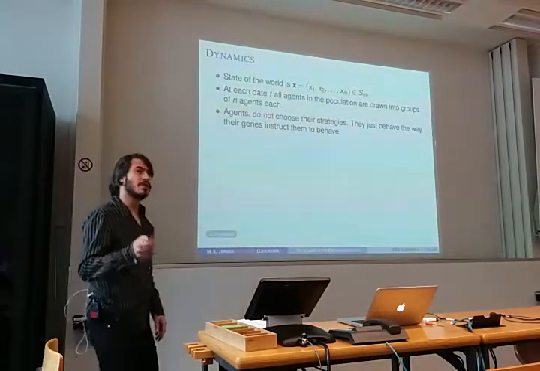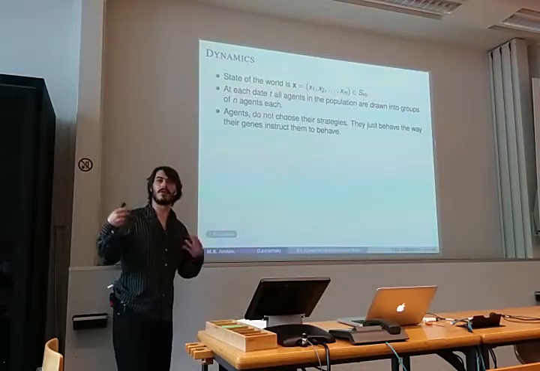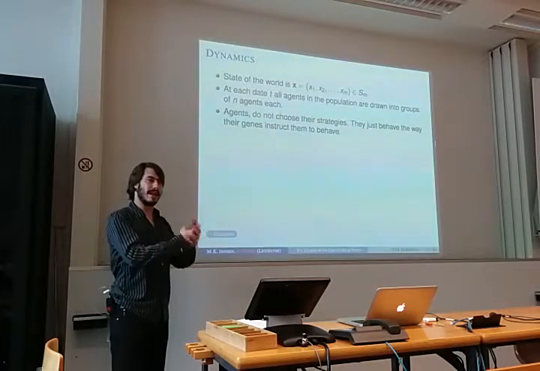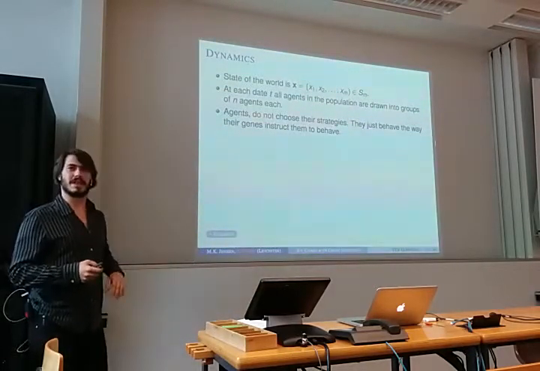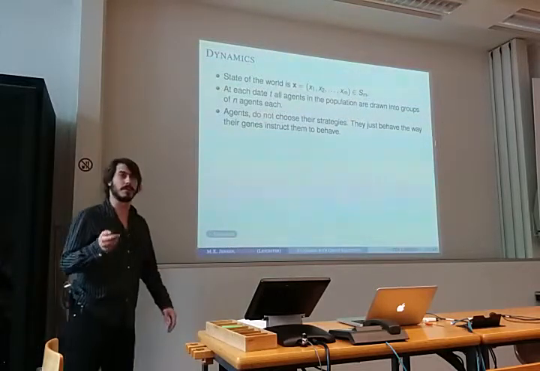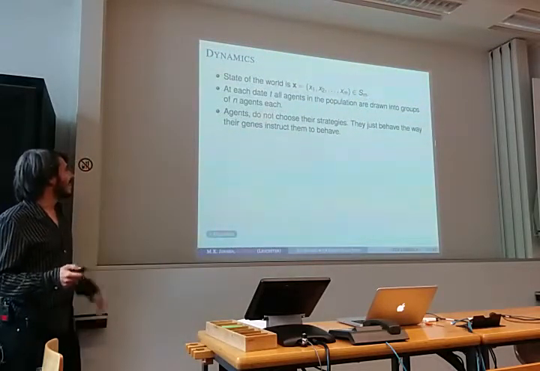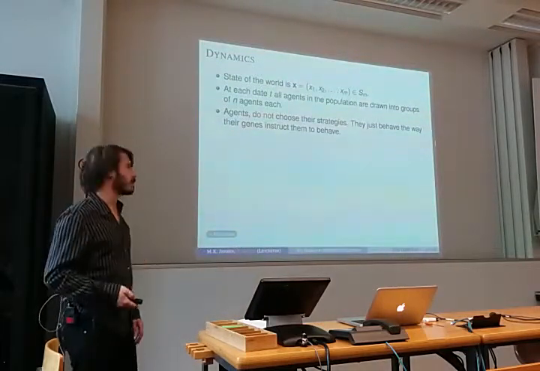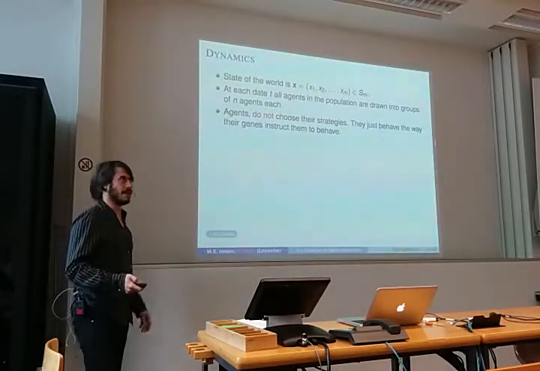And they do not choose the strategies. We're going to start from an evolutionary kind of thing. They have genes that code for behavior. Then we're going to make them a bit smarter. But we'll start from them being stupid, right? Homo stupidus. So they will just follow the strategy they were meant to, that they were coded by the genes to follow.